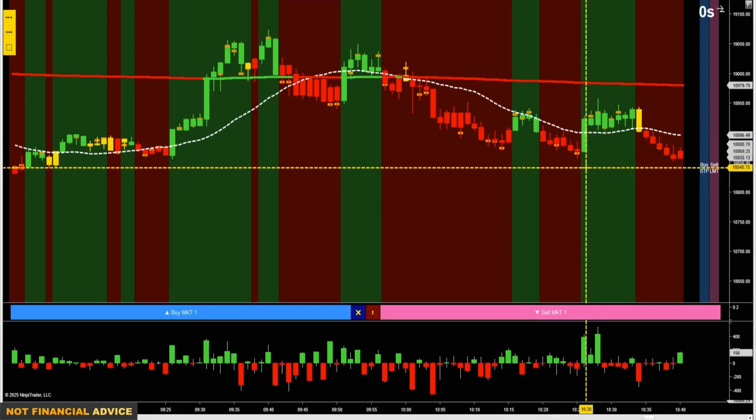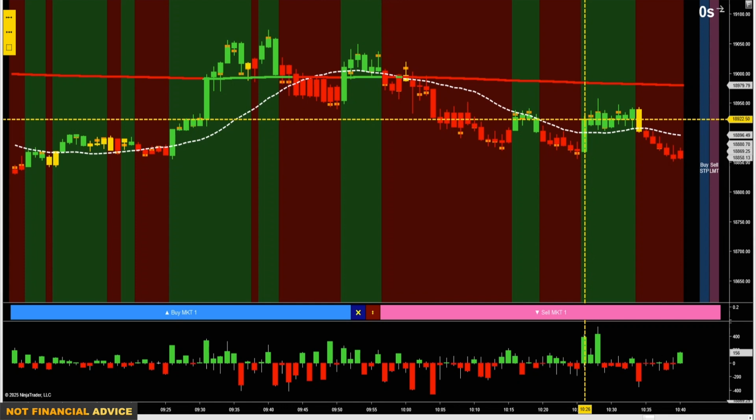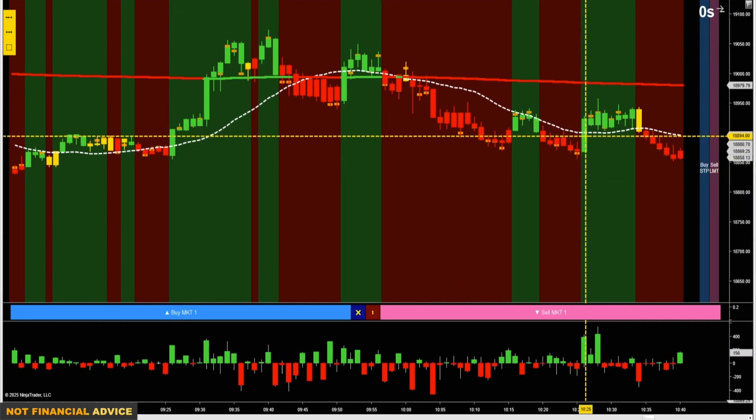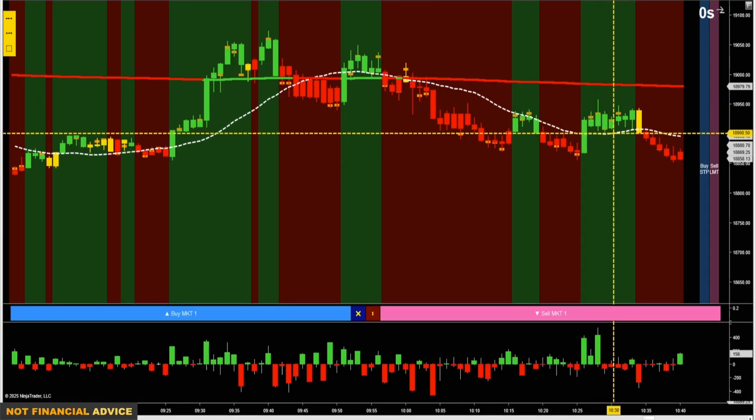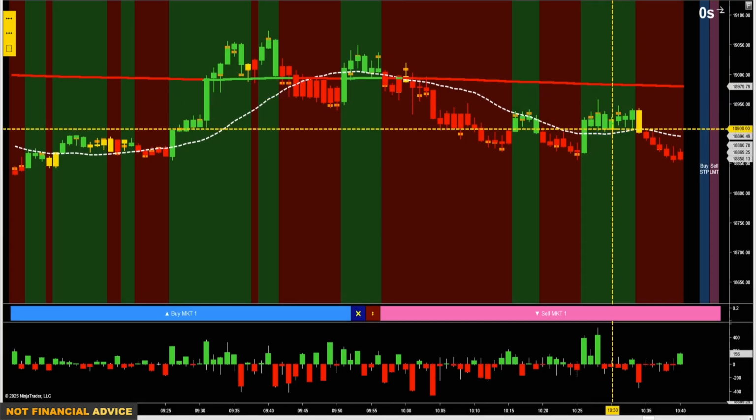Here we get our next Heikin Ashi color change. Very nice full-bodied candle. Strong positive delta. Taking a break above, pop up over 20 points. And then here's 10:30 when I would be done for the day.